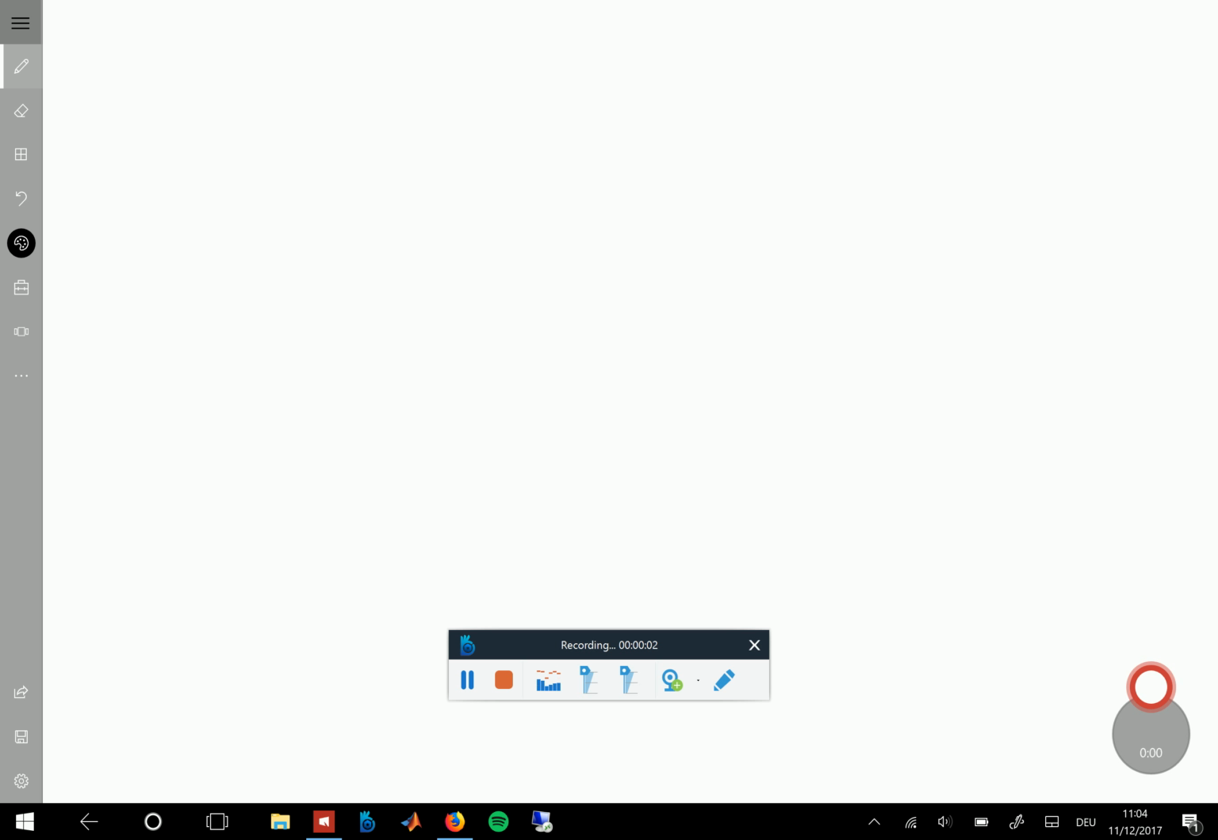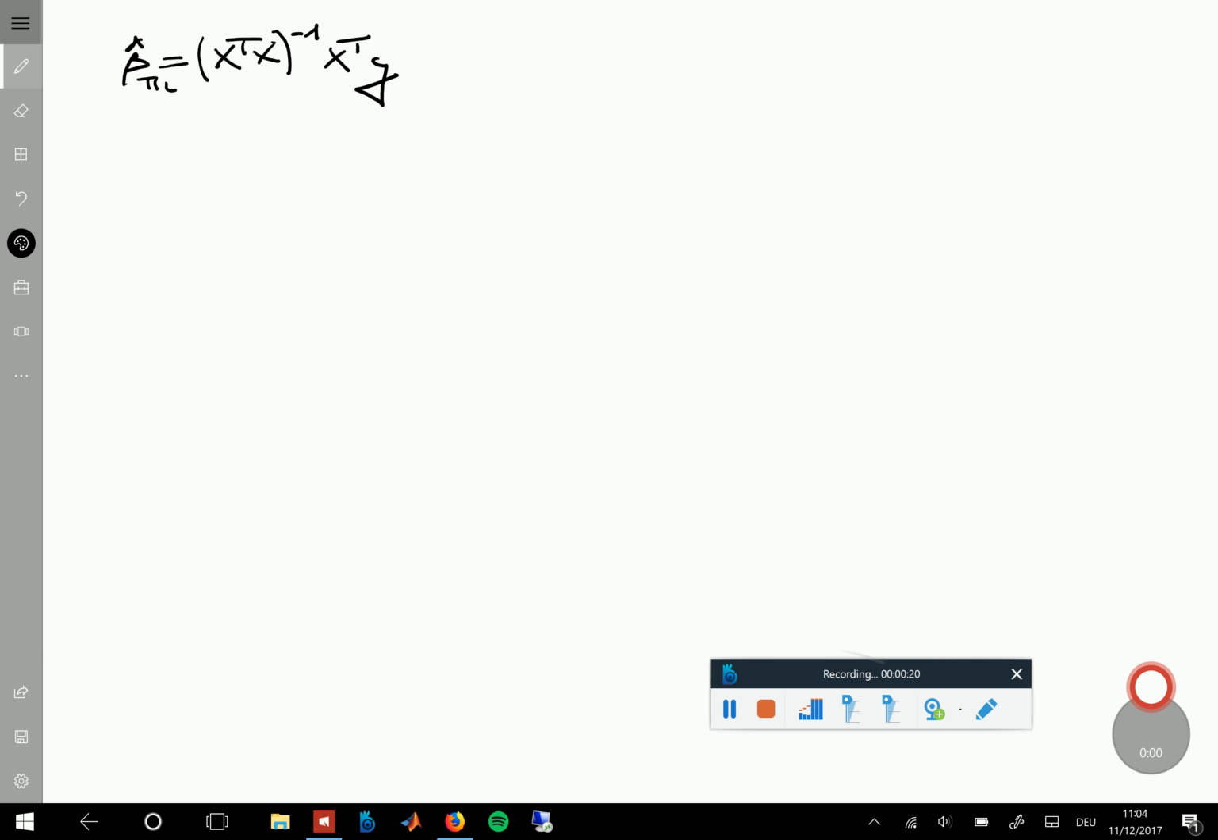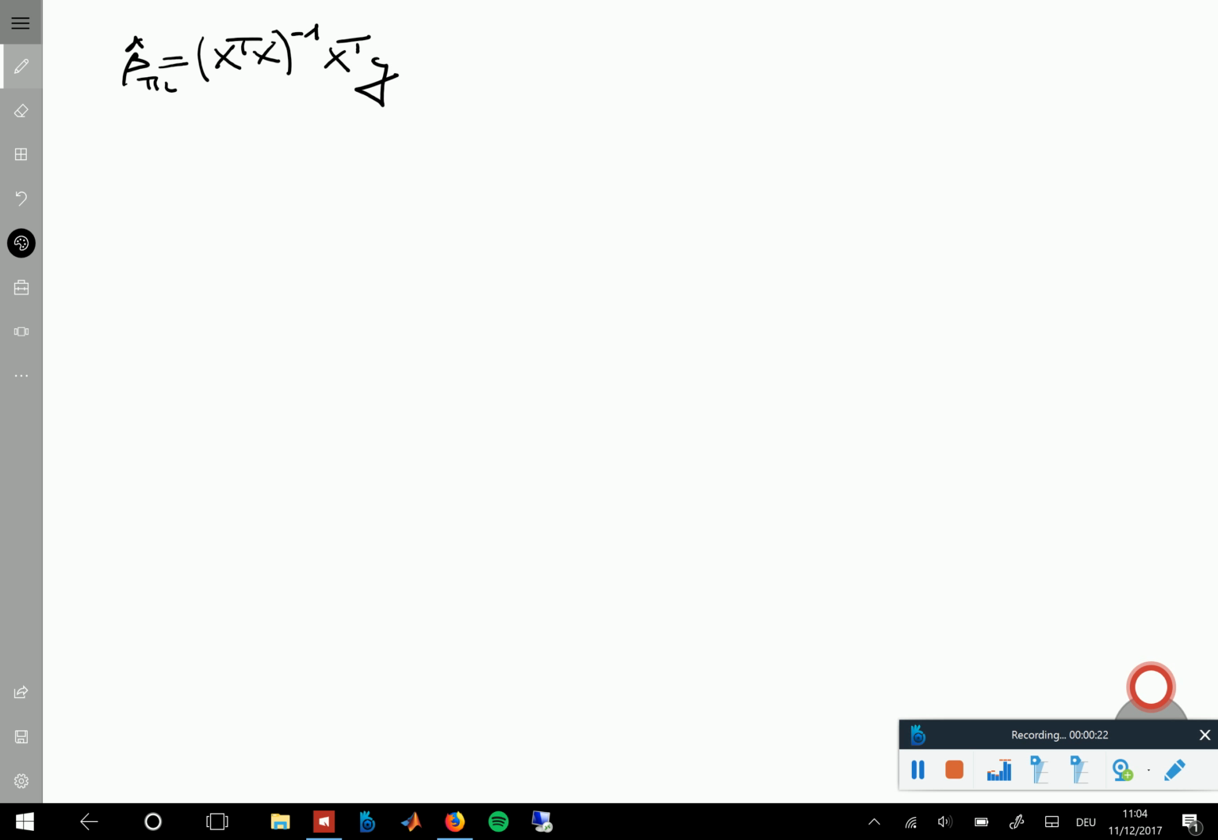So the first thing that we actually arrived at is that we now have our maximum likelihood estimator for beta hat, and that takes this form. And the first thing I want to do next is to also get the maximum likelihood estimator for sigma square.